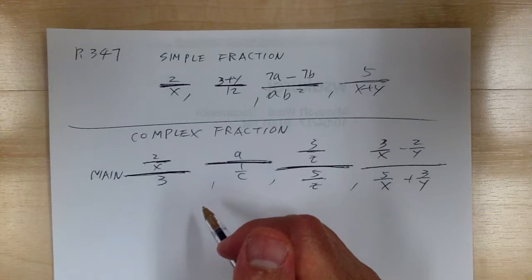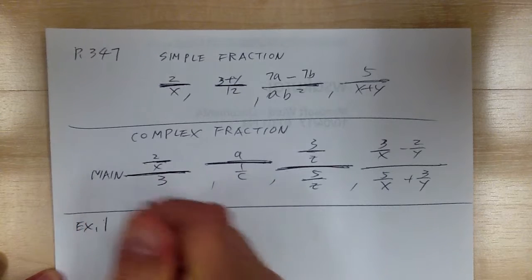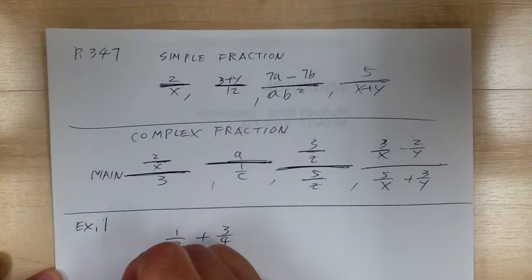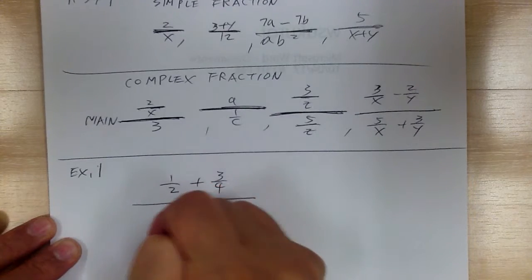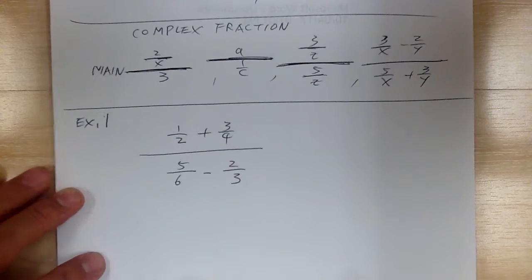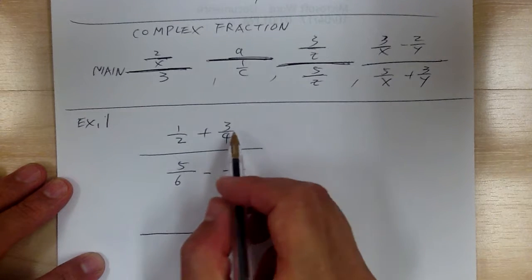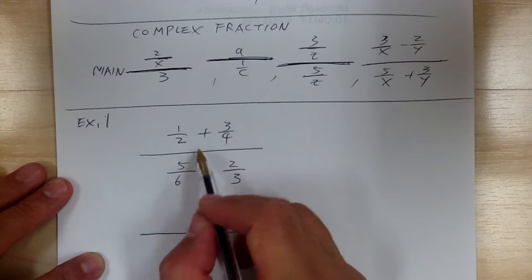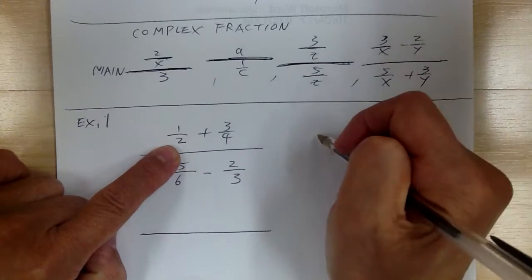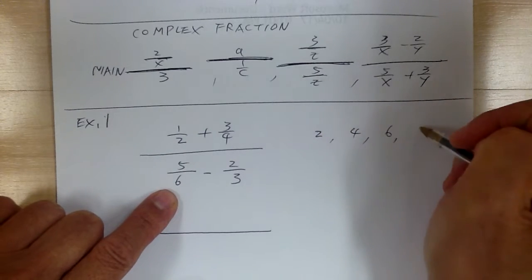Okay, so let's go over how to simplify complex fractions. In example 1, you have 1 over 2 plus 3 over 4, over 5 over 6 minus 2 over 3. What you want to do is get the fraction ready. The easiest thing to do is multiply each term by the LCD, the least common denominator. So the denominators are 2, 4, 6, and 3.